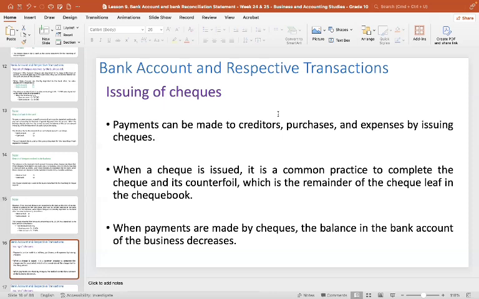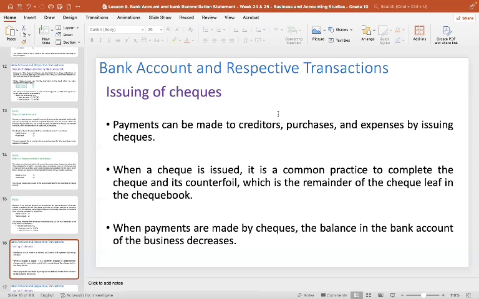Okay. The importance of this is, once we do this practice, let's say after a couple of months or after a couple of days, we need to check something. Then we have the counterfoil where we can look into it and see to whom we have made the payment, how much we have made, and what the particulars are.